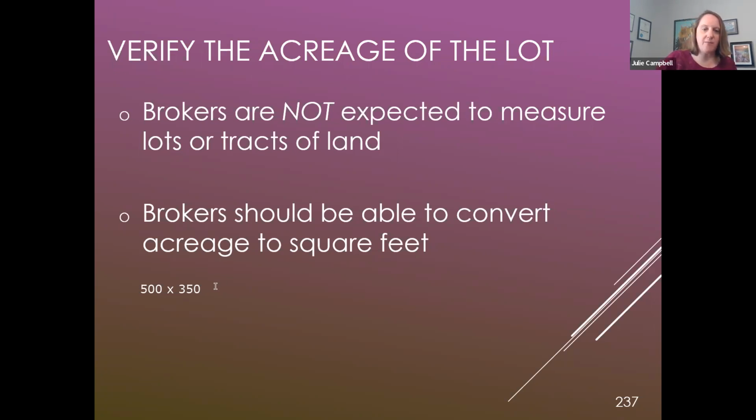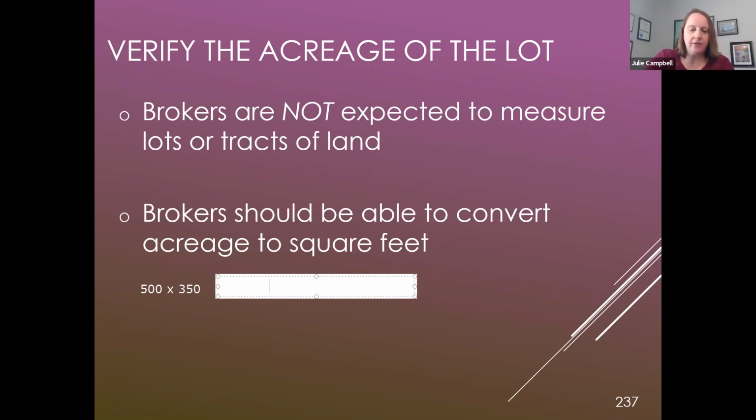Length times width tells us how many square feet are in this tract of land. You guys got your phones on you or a calculator nearby? So I've given the length and the depth, and we can find out the square feet of this tract of land. It is 175,000 square feet. So everybody good? We took 500 times 350, and we got 175,000 square feet.